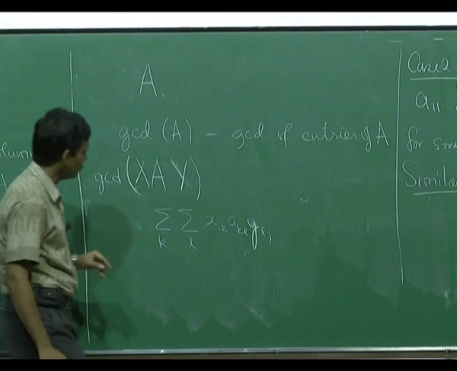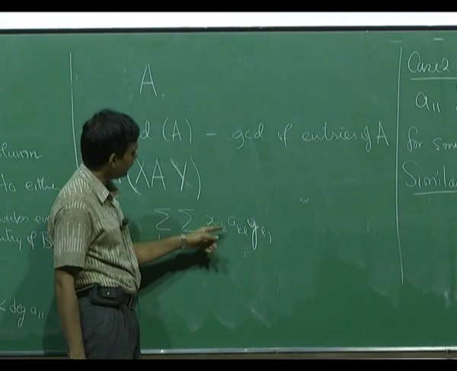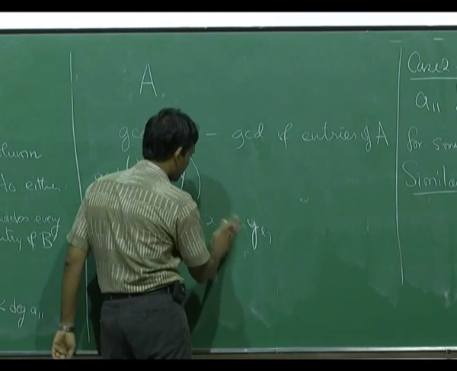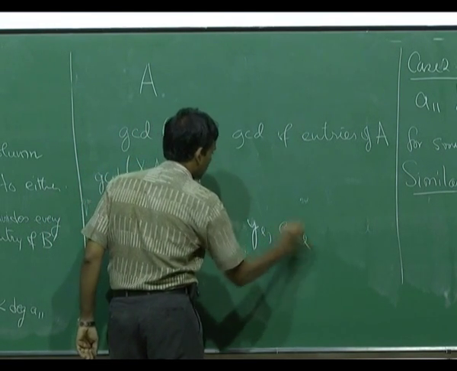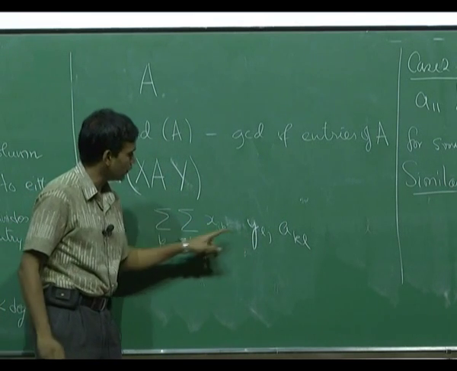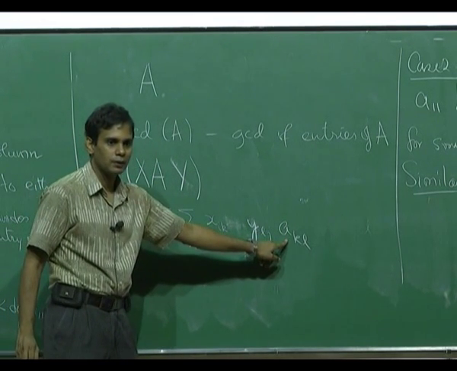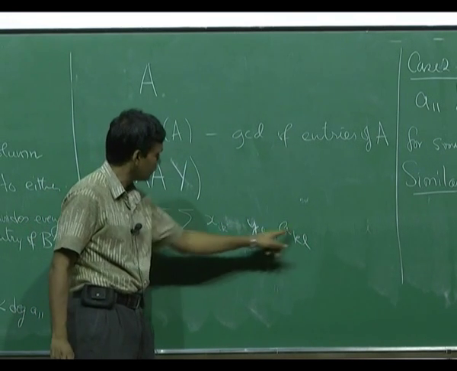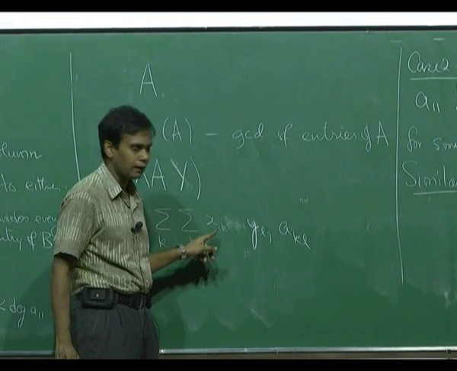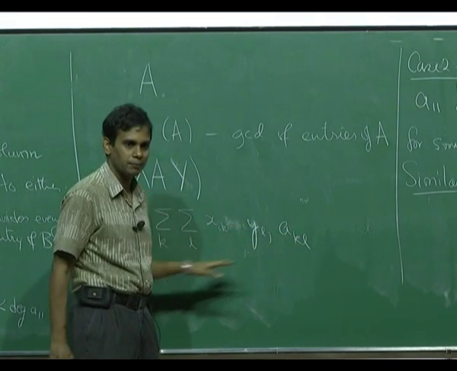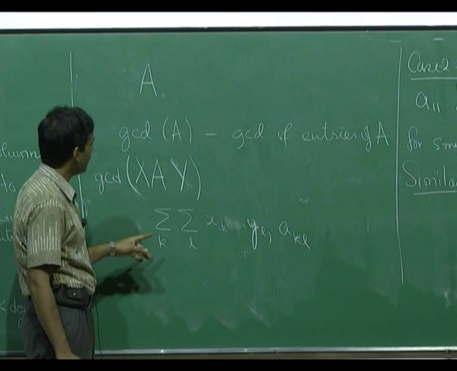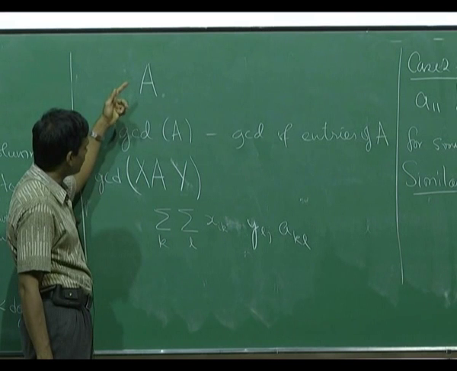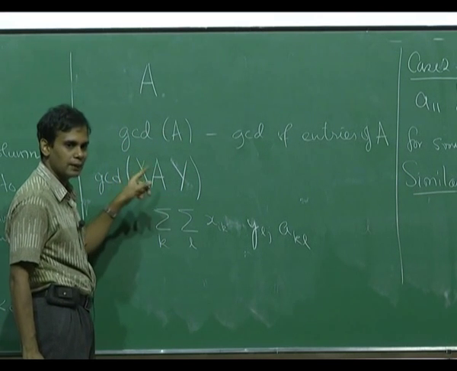Now, the important thing to note is that we can write it like this. These are polynomials and this is also a polynomial. So, if something divides a_kl, it also divides this product and therefore, it also divides this entire sum. So, if something divides every entry of A, it divides every entry of XAY.